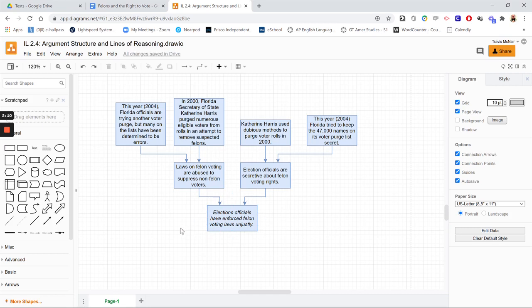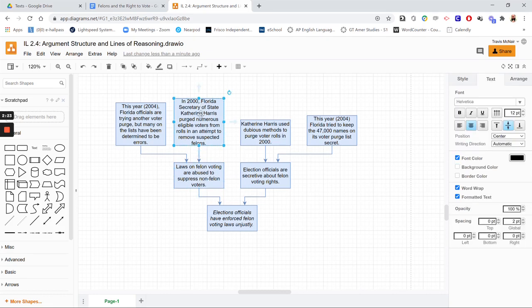And this is what we come up with. If you recall, when we read that paragraph, each one had two big examples, and they were both similar examples. So for the examples supporting that laws on felon voting are abused to suppress non-felon voters, we've got that example of Secretary of State Katherine Harris back in 2000, and then Florida officials in the year 2004. And the same sort of thing over here. Election officials are secretive. We've got that example of Katherine Harris keeping her methods secret back in 2000, and the Florida officials in 2004 doing the same sort of thing.